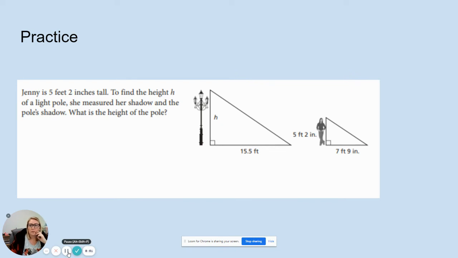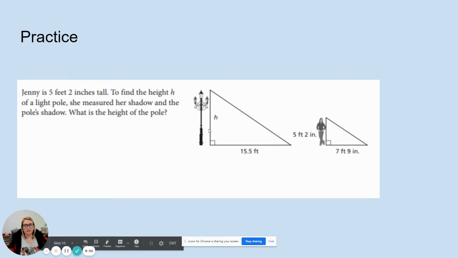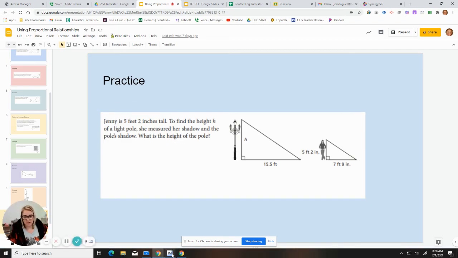Alrighty, so here's another one. Jenny is 5 feet 2 inches tall, and we need the height of the flagpole. So go ahead and see if you can figure out what that height of the flagpole is. Okay, I want to go over this one just because I feel like there are a few things that you could do to mess this one up.